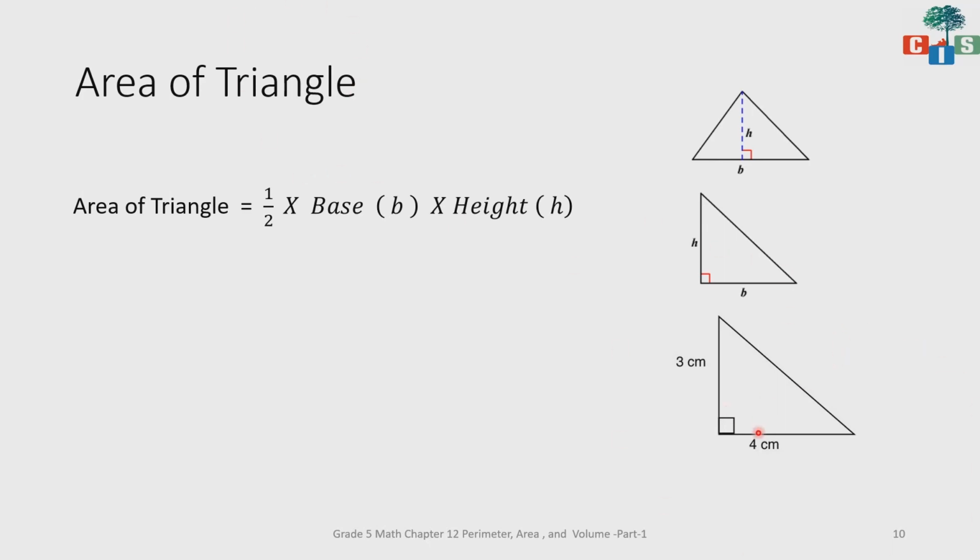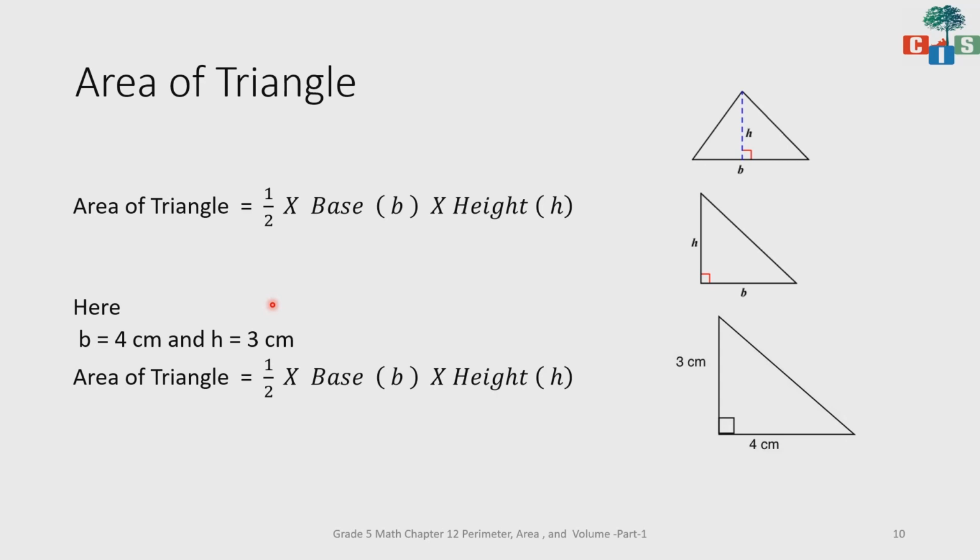Here, see, base is given and height is also given. So we have to find the area of the triangle by just putting the values of base and height. First of all, we will write the given values. B is equal to 4 centimeter and H is equal to 3 centimeter. Now we will put these values in the formula: area of triangle is equal to half multiplied by base multiplied by height. Here we have base as 4 centimeter and height as 3 centimeter. I have put the values in this formula. Now we will solve this.